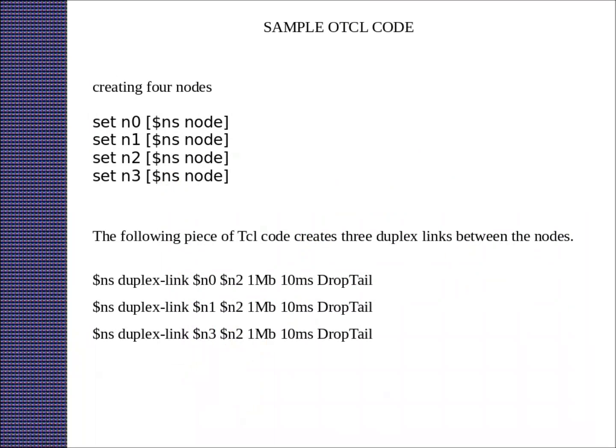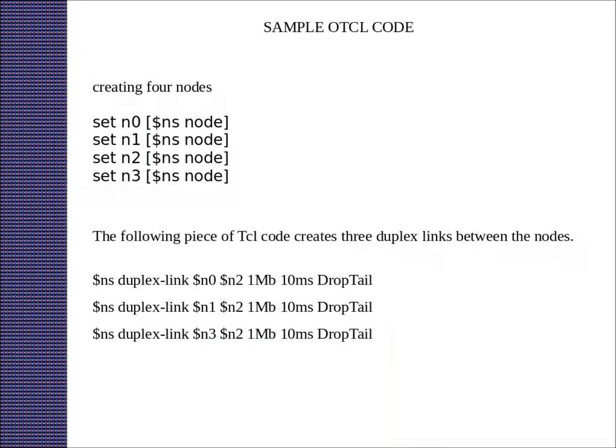This is sample OTCL code. The front end is OTCL and the back end is C++. So in our simple code, we are showing how to create 4 nodes, set N0, set N1. This is used for declaring the nodes, similar to C. And the next is ns duplex-link N0 N2. So we create a duplex link between N0 and N2.